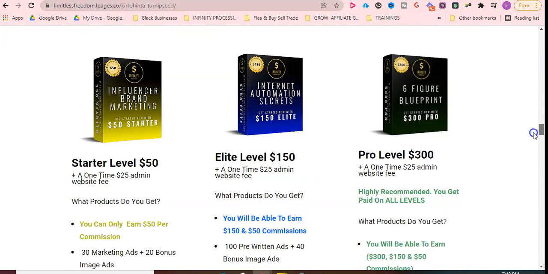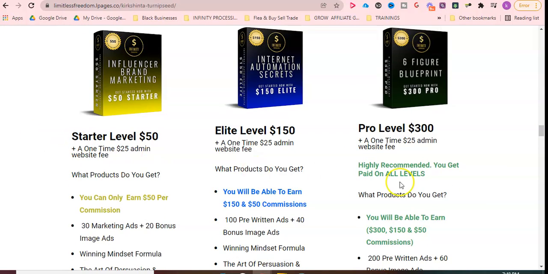But anyways, this page explains everything. Once you get to this page, you're going to see that there's 3 packages, okay? So there's pro level, elite level, and starter level. Whichever package you get, you're going to get the most training at the pro level. You get the second most training at elite level, and you'll get the starter level training at $50, okay?